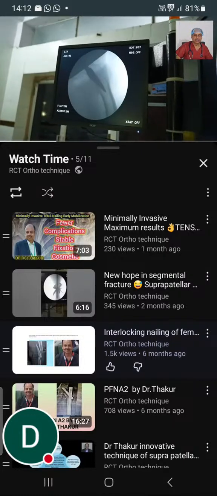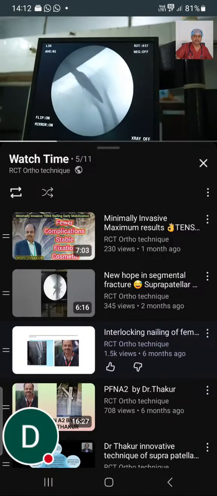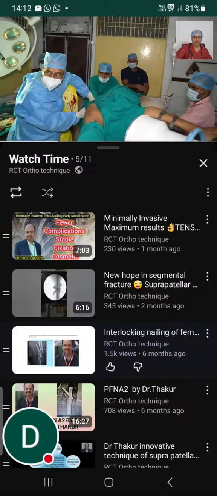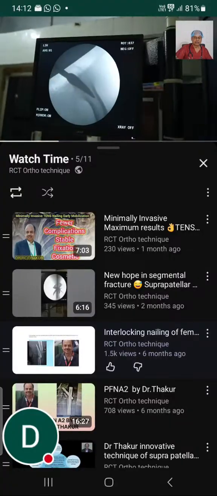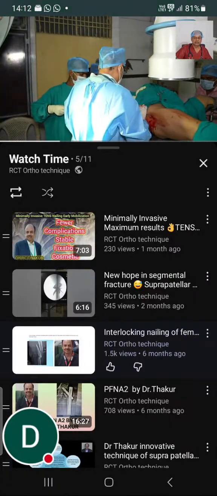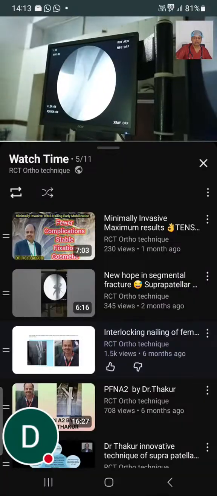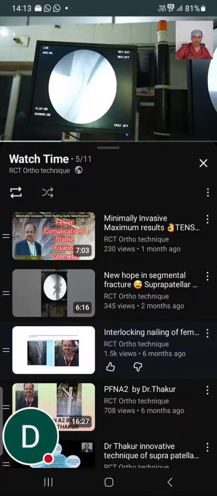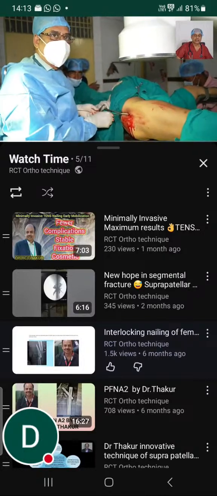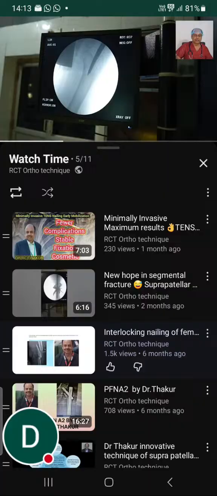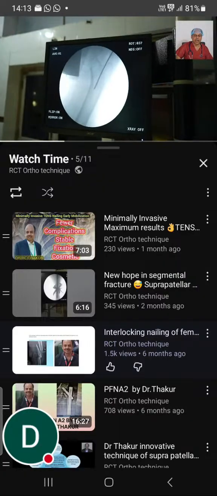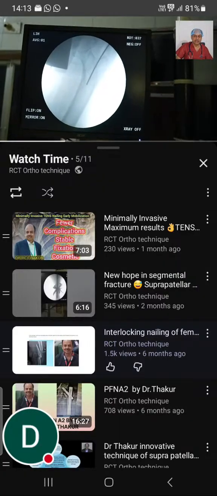So after confirming it, I am going to introduce, still I am introducing the bone awl inside the intramedullary canal, and finally a 2.5 millimeter guide wire is being introduced inside the intramedullary canal, just lateral to the bone awl, which has been pulled out to make a space in the lateral.